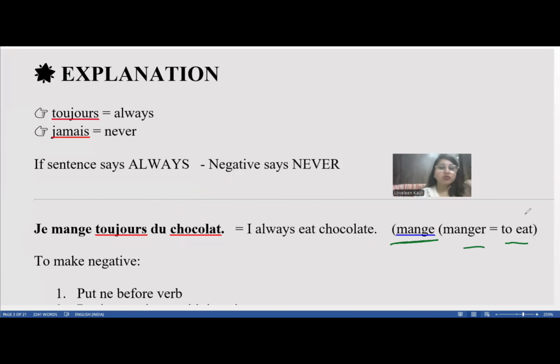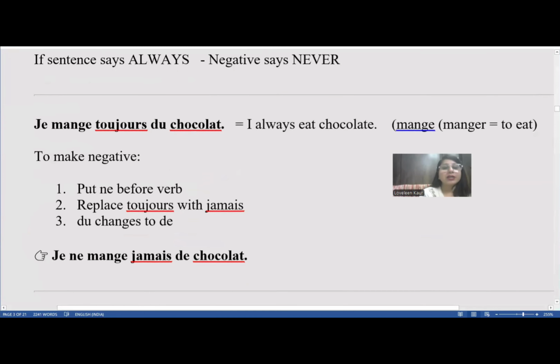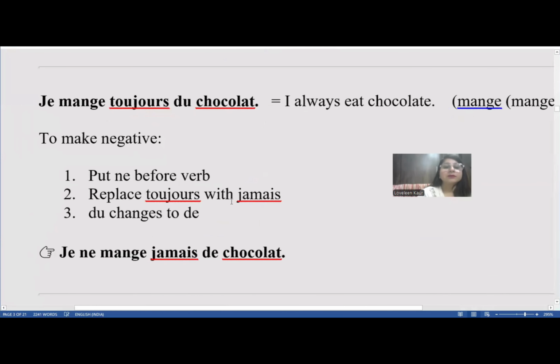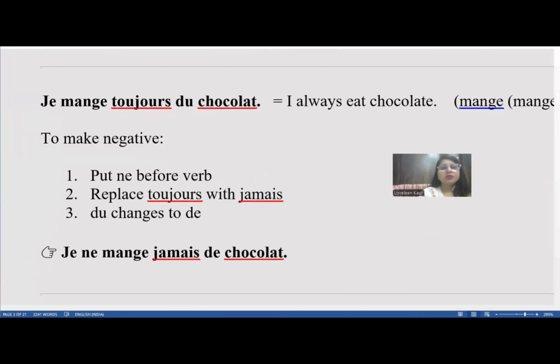Mange क्या है? Manger verb means to eat. So if the positive sentence is je mange toujours du chocolat, I always eat chocolate, how will we make it negative? We'll do the same old system, otherwise put ne before the verb. ठीक है, तो इसके आगे ne लगाएंगे, but this time we will not replace it with pas. We will use rather variety. अभी toujours बोला है, तो the way I said toujours will change into jamais, right, and here article partitive we have already done, du will change to de.